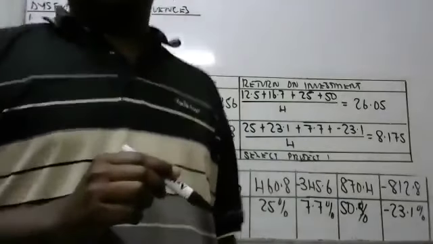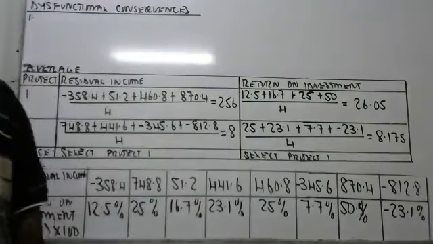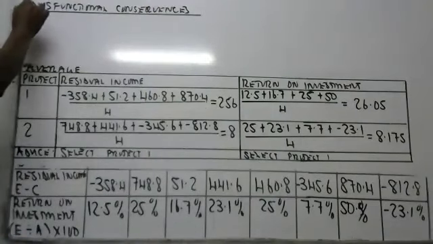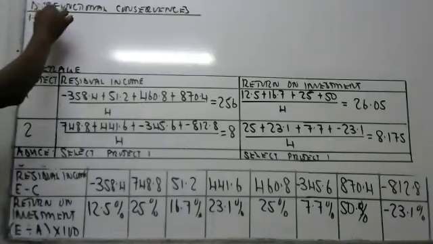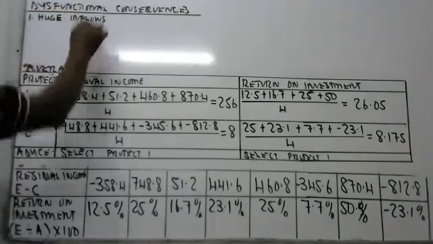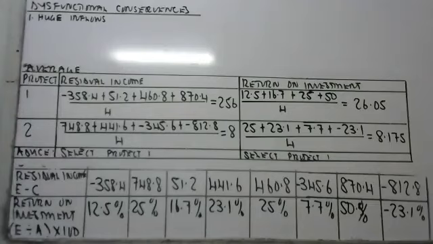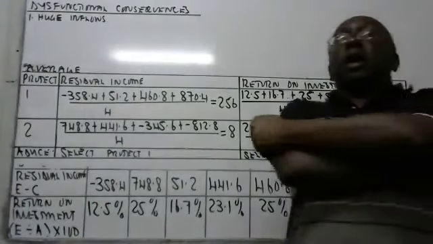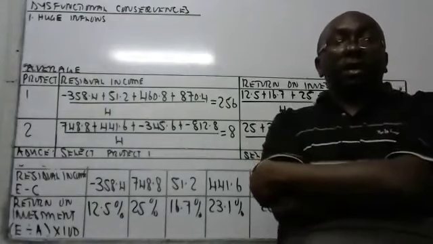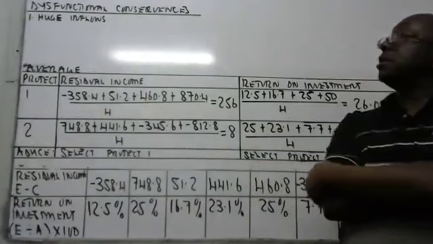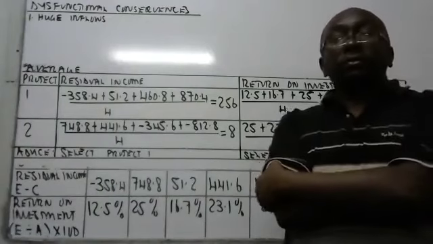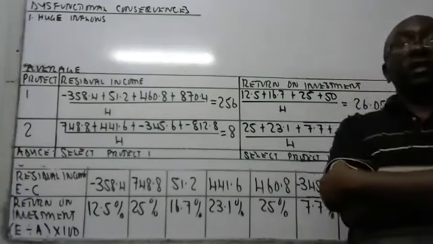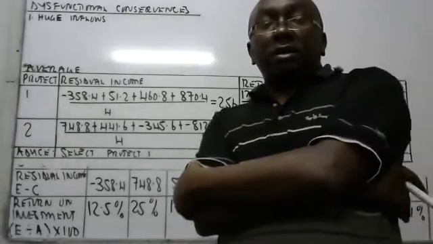One, divisional managers selecting projects with huge inflows in the short run and huge outflows in the long run. First of all, this threatens the going concern of the company.